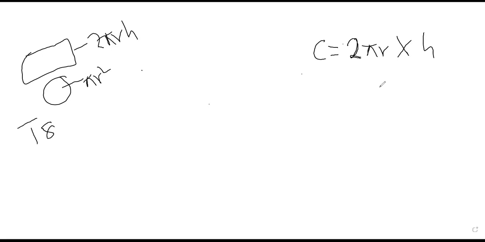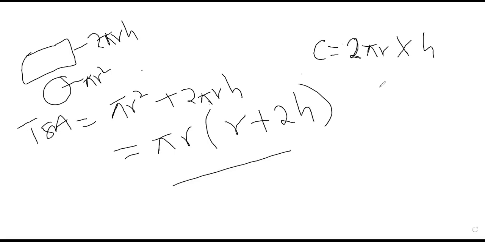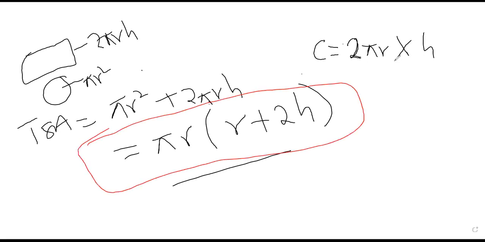The total surface area when one of the ends is open is given by pi r squared plus 2 pi r h, which by factorization gives us pi r into bracket r plus 2h. So this is the total surface area of the cylinder when one of the ends is open.